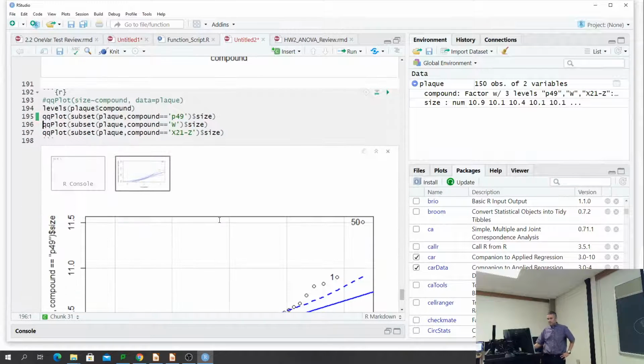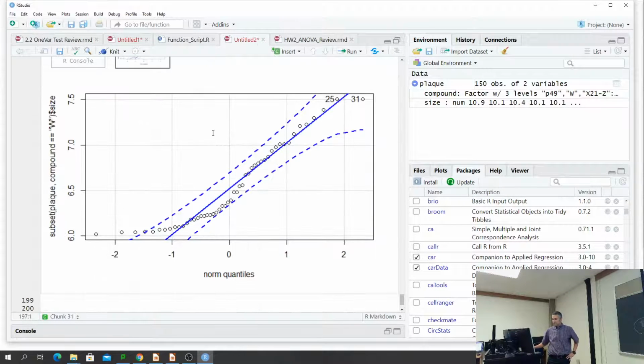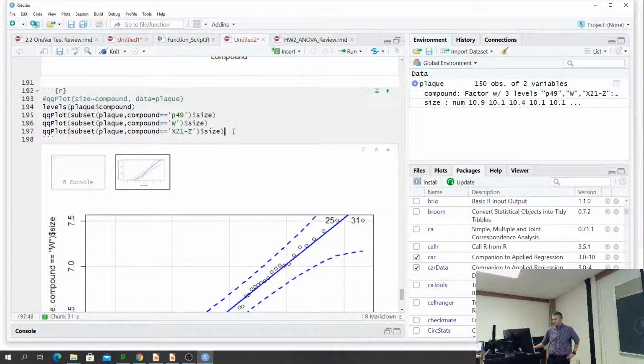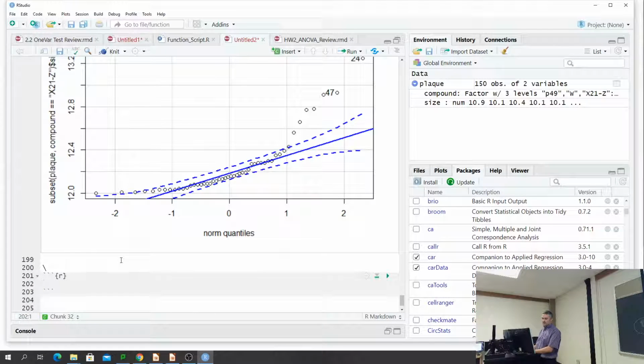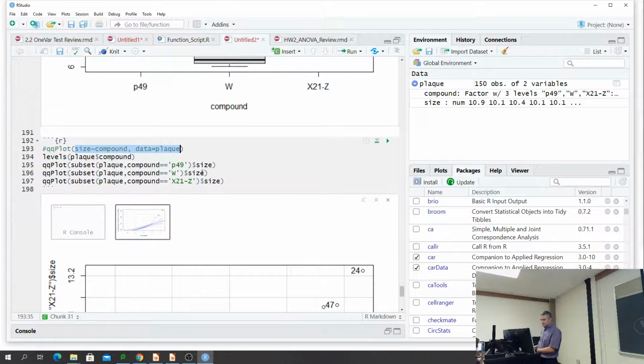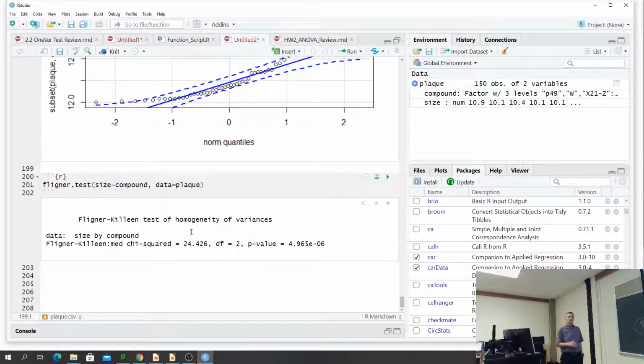All right, so first one, pretty large plot. Yeah, it looks like there's some curvature here. That's for P49. If I do W, it's a wide envelope, so we could probably get away with that one just fine. This one curves. So really the first and the last one, P49 and this X21-Z, kind of looks like it's slightly non-normal. So what I think I would do is use the Fligner test to check our equal variance assumption. And that gives me a really small sample size. So, thinking that two of these groups are non-normal or close to non-normal and have heterogeneity of variances, I think I'm going to go ahead and assume that we are violating our assumptions.